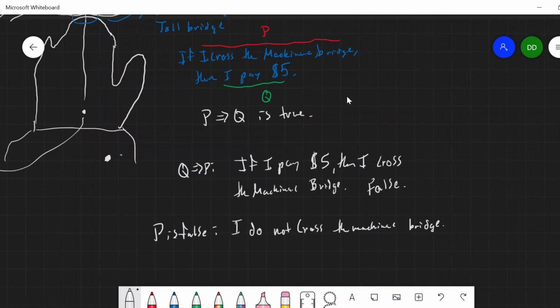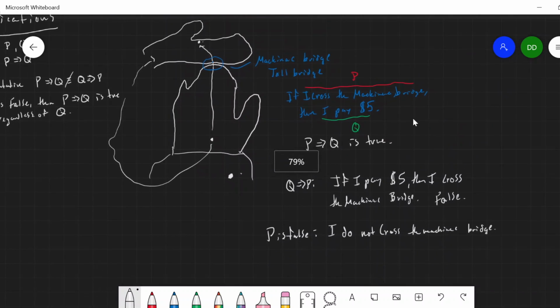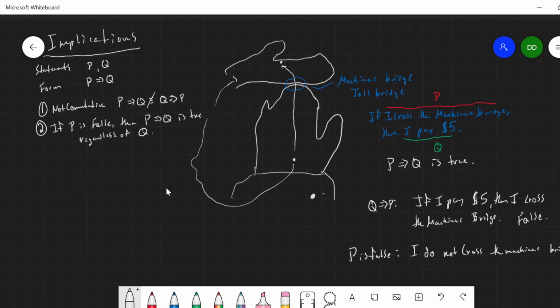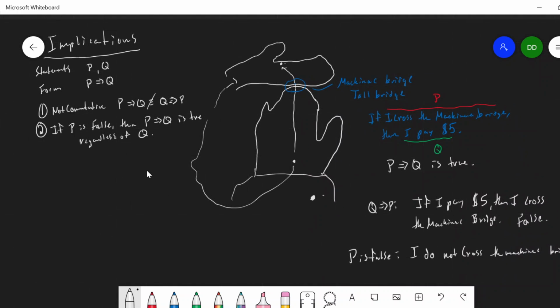All right, so I hope that maybe clears it up a little bit. Hopefully someone asked this in class, we can talk a little bit more about it. But these are two sort of weirdness things with implications that I just wanted to go over in a little bit more detail. Okay, that's it for this one.